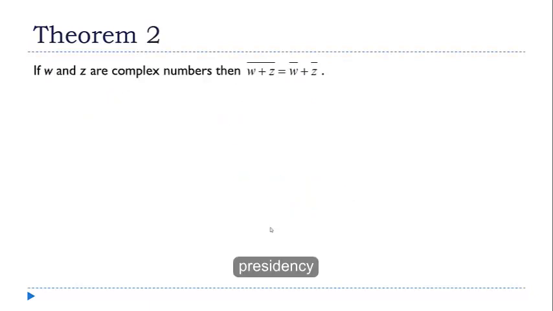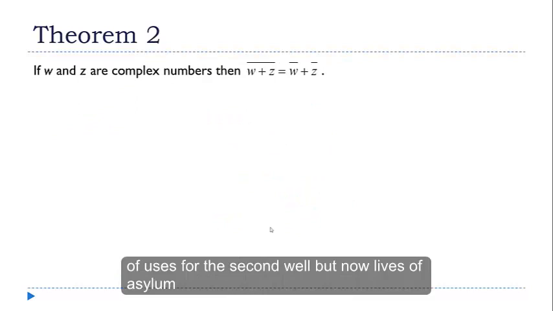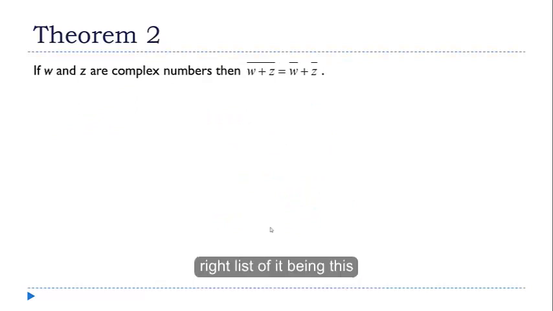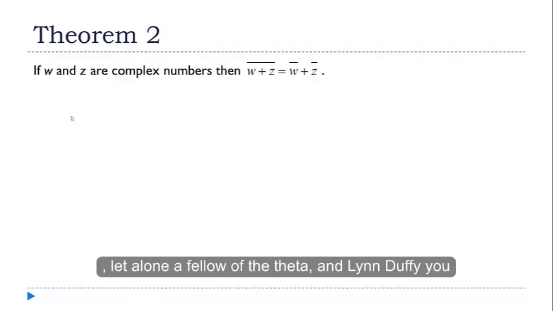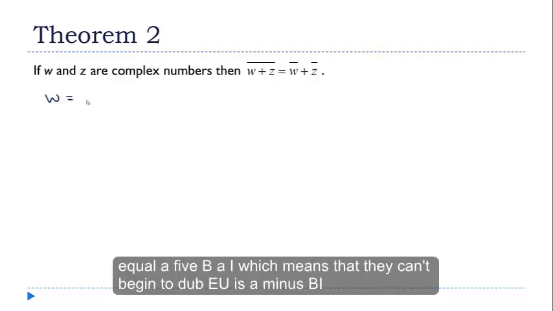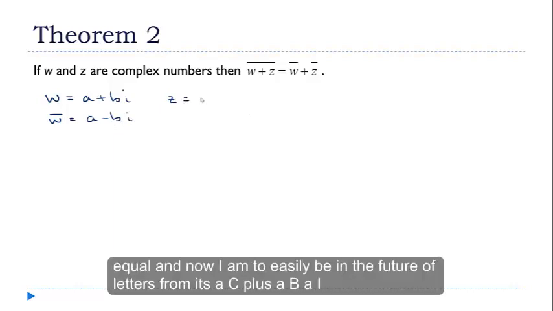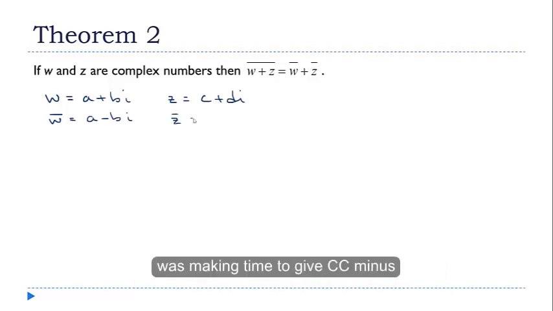So let's see how we can use this for the second one. Now, I want to talk about a sum. I want to show that, in English, the conjugate of the sum is the sum of the conjugates. We can split it up this way. Well, I'm going to follow the same approach. I'm going to let w equal a plus bi, which means that the conjugate of w is a minus bi. And I'm going to let z equal, now I can't use a and b again, I have to choose different letters, so I'm going to say c plus di, which makes the conjugate of z c minus di.